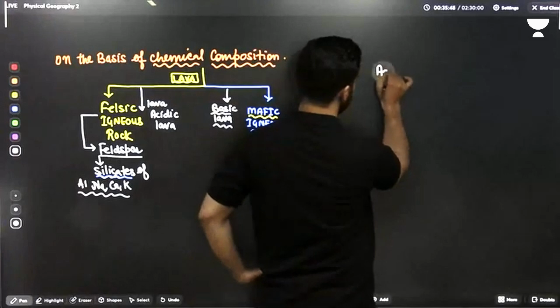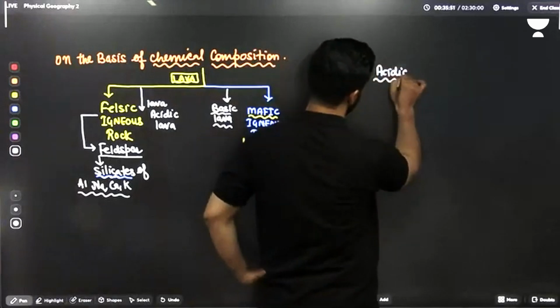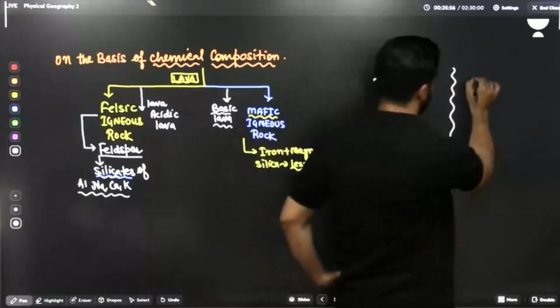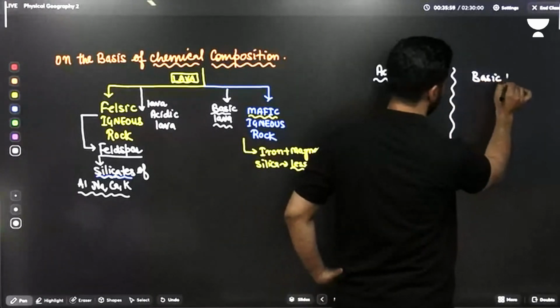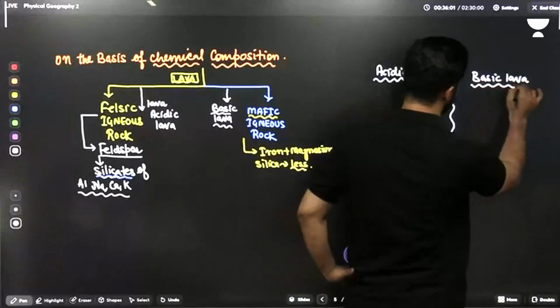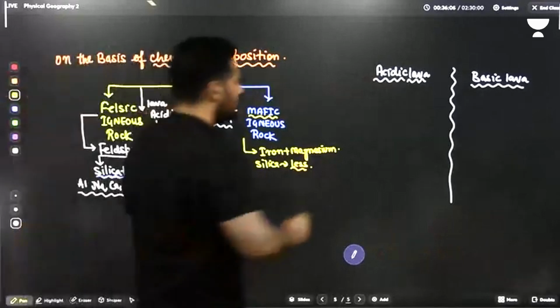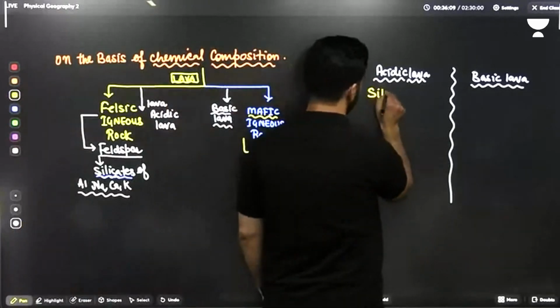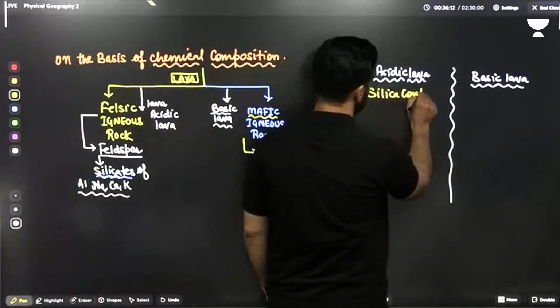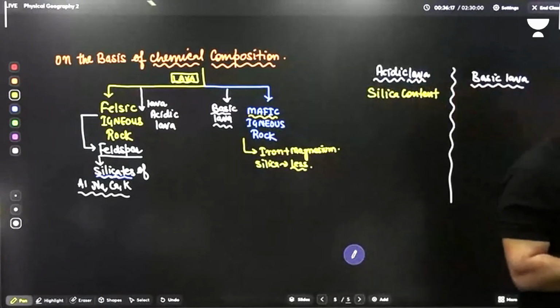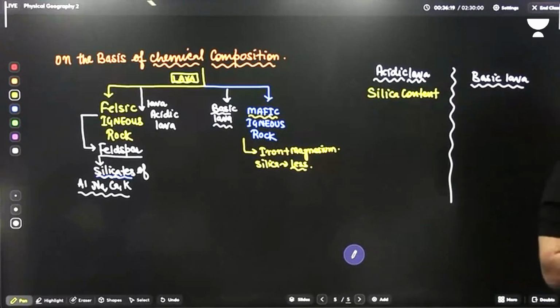When you talk about acidic lava, another you have basic lava. Let's see what the difference is. Acidic lava is that type of lava in which silica content is very high. See, there is a lot of classification in this. I don't want to confuse you unnecessarily. If you talk about felsic, mafic, ultra basic and all, let's not go into that. We won't go into so much complexity.